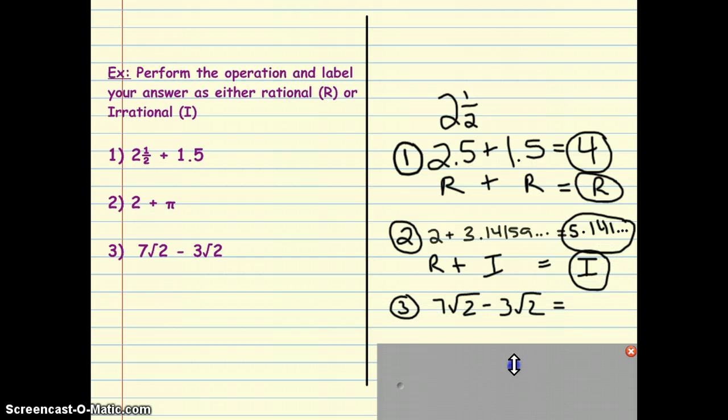Finally, for this third situation, and this is probably going to look a little strange, we have 7 root 2 minus 3 root 2. To subtract this, all we're going to do is do 7 minus 3, which is 4. And then the root 2 and the root 2, they just stay. So I'm going to have 4 root 2 as my solution.